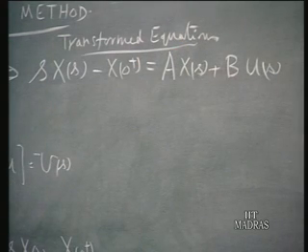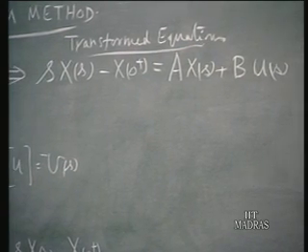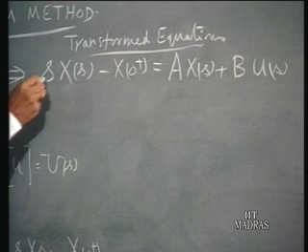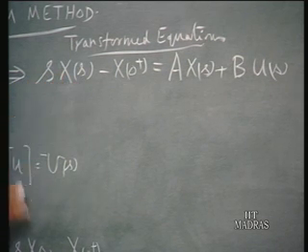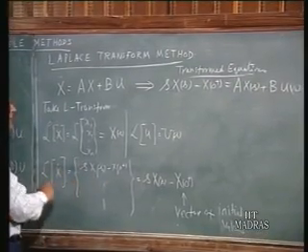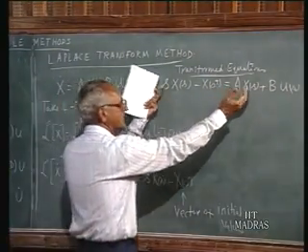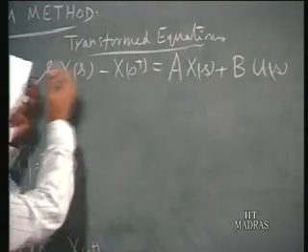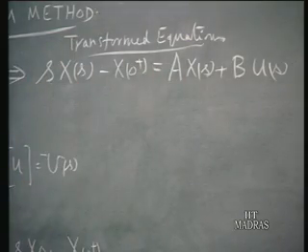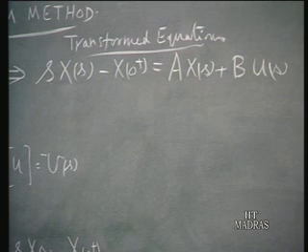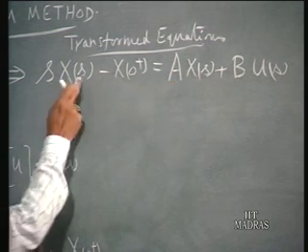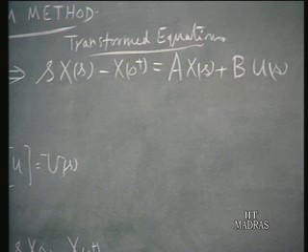Transformed equations. Now what we are really having here is x1 of s multiplied by s, x2 of s multiplied by s. So here, we would like to have an x of s term here and an x of s term here, and we would like to combine these two suitably. Here it is multiplied by a matrix A, here it is multiplied by a scalar s.